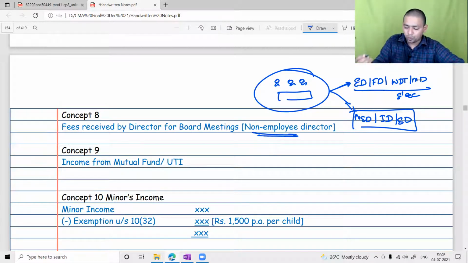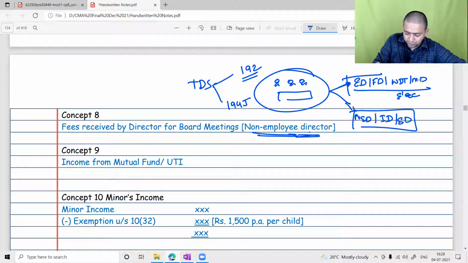I would like to tell you one more thing here. If it is an employee director, his TDS will be deducted under 192. And if he is a non-employee director, professional director, independent director, then TDS will be deducted under 194J at the rate of 10% without any threshold limit. So 194J also you should link here at this point.